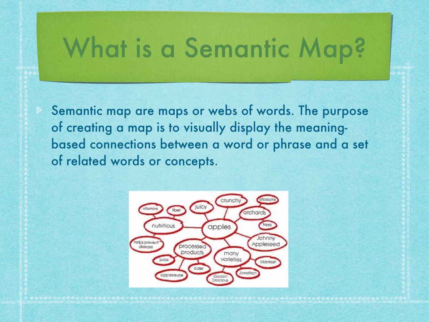Semantic maps are basically just webs of words. We make these so that students can make connections between words or phrases or a set of related words and concepts. They're basically just graphic organizers. They really help students, especially the struggling students and those with disabilities, to identify, understand, and recall the meanings of words as they read.